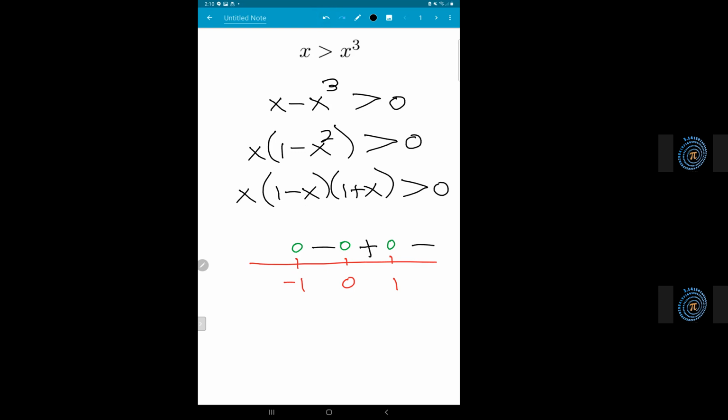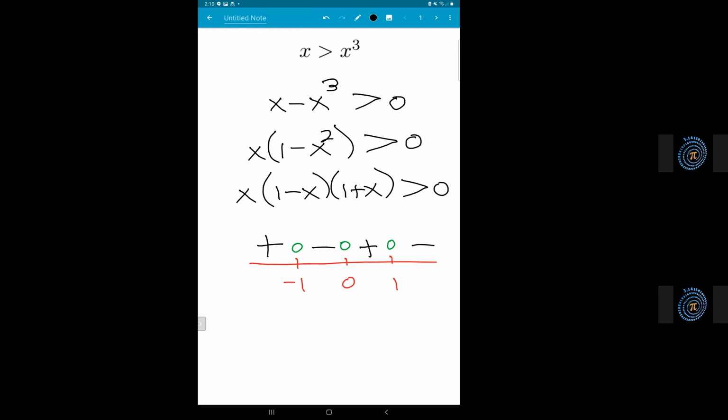And then you plug in for this interval, -2. So negative, positive, 1 minus -2. 1 plus -2 is negative. So two negatives make a positive. So positive. The signs do not always alternate, by the way. It just happens here that the signs alternate.